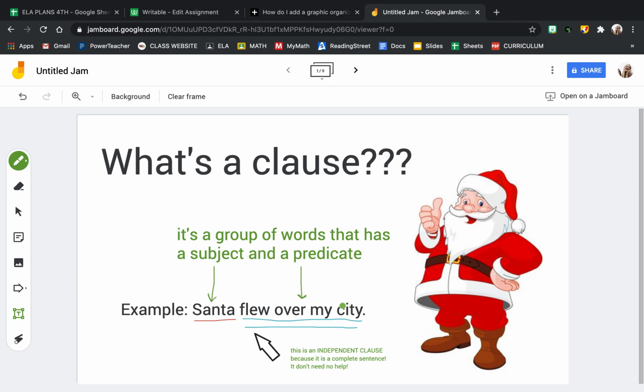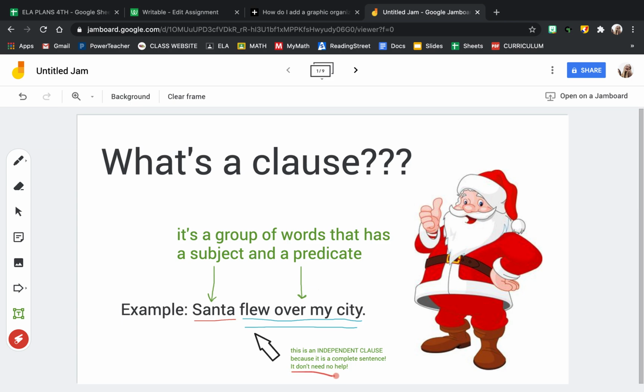You might call this a sentence. It's a sentence because it has a subject, a verb, and it tells a complete thought. It also starts with a capital letter and ends with punctuation. So we know that this is a complete sentence. A sentence is a type of clause. It's actually a type of clause that we call an independent clause, because it's a complete sentence.